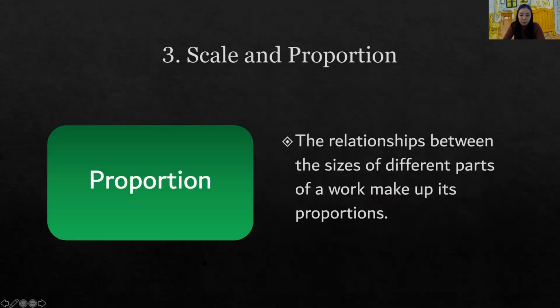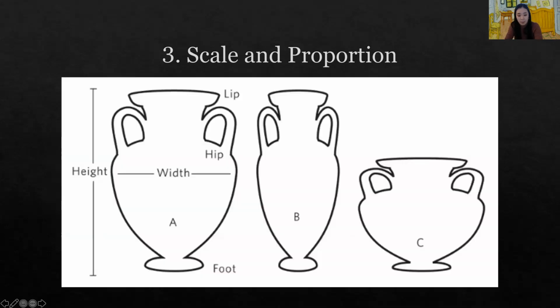And let's see proportion for the last. The relationship between the sizes of different parts of a work makes up its proportions. By controlling these size relationships, an artist can enhance the expressive and descriptive characteristics of the work. As size relationships change, the proportion changes. So look at this example.